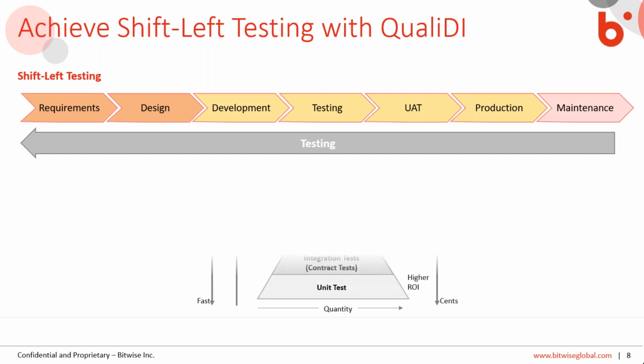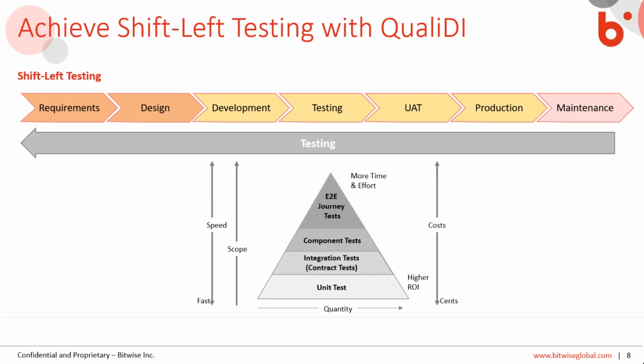The well-known test pyramid says that bugs are costlier and slower to fix in the later development phase. Hence, QualiDI encourages you to test as much as possible in the earlier development stage. Being from a testing background, it is my personal experience that this concept can help you better balance your tests, speed up your test suites, and reduce the cost of changing or fixing bugs drastically.